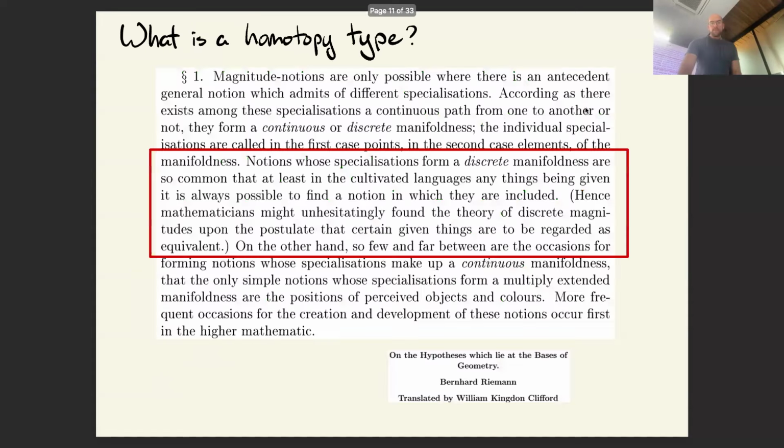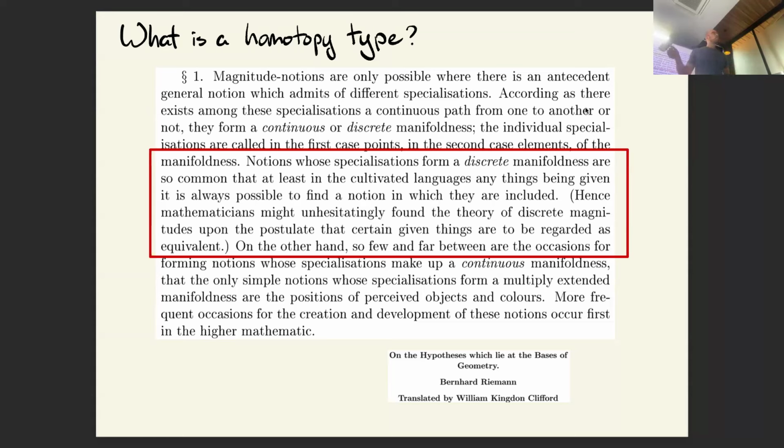Okay. So now we return to Riemann to answer our second question: what is a homotopy type? And we're just going to keep reading from the exact same paragraph. "Notions whose specializations form a discrete manifoldness are so common that, at least in the cultivated languages, anything being given, it is always possible to find a notion in which they are included. Hence, mathematicians might unhesitatingly found the theory of discrete magnitudes upon the postulate that certain given things are to be regarded as equivalent." Again, incredibly far-reaching paper.